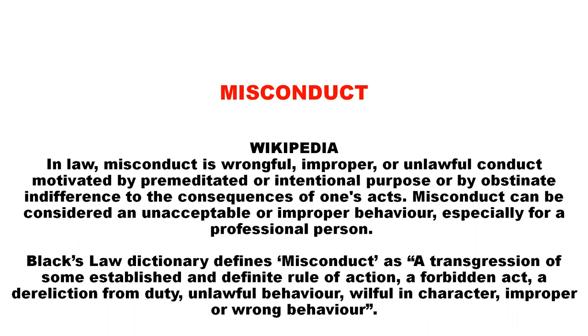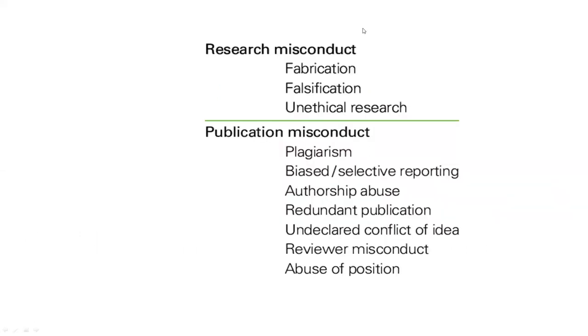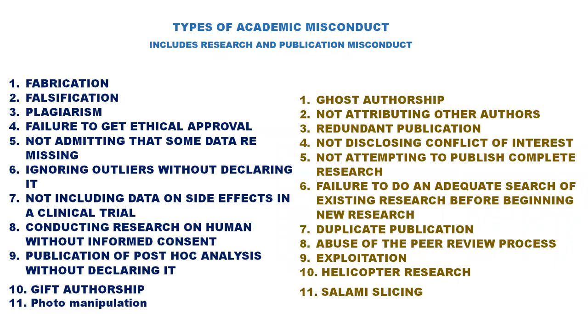These are the misconduct; later I will explain in detail. There are two parts: research misconduct, that is fabrication, falsification, unethical research, and second, publication misconduct. One by one I will explain these types of academic misconduct. This is the total structure.